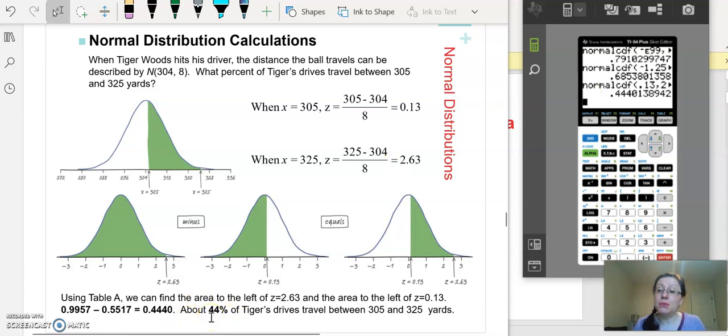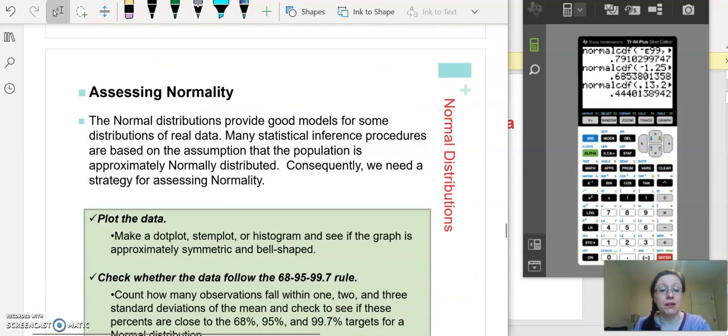So again, state, plan, do, conclude. State would state that we are looking for the percentage of Tiger's drives that travel between 305 and 325 yards given a normal distribution with a mean of 304 and standard deviation of 8, right? Plan would include the pictures, doing would be all these computations, right? And then for conclusion, we would say about 44% of Tiger's drives travel between those two amounts. So we're going to keep going here.